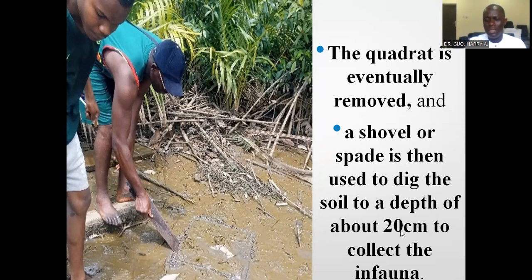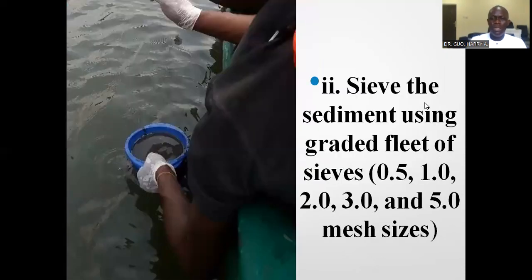It should not exceed a depth of 20 centimeters, because beyond that depth, benthic organisms cannot be found because of high concentration of hydrogen sulfide, or they cannot really survive at such depth. So it's usually 20 centimeters deep. Then after collecting the samples for intertidal sampling, you take the samples to the low intertidal zone where there's water to sieve the contents.